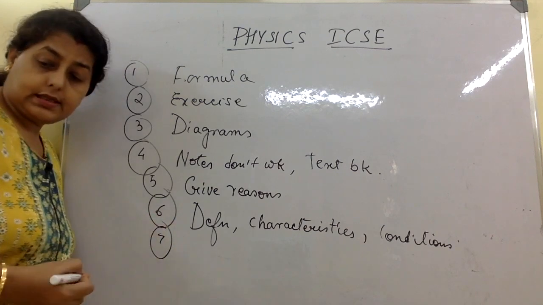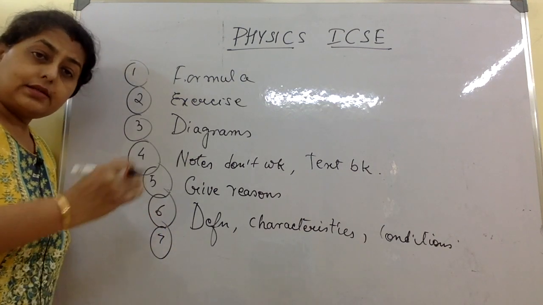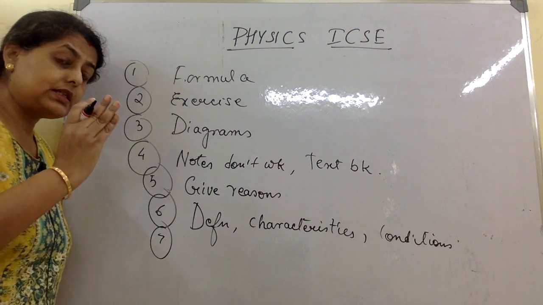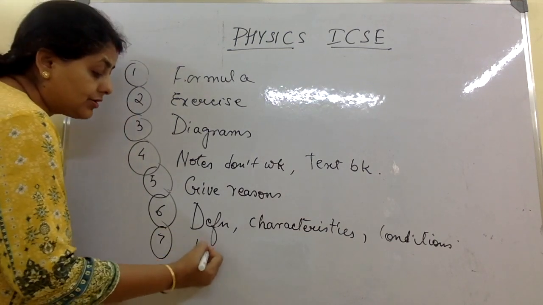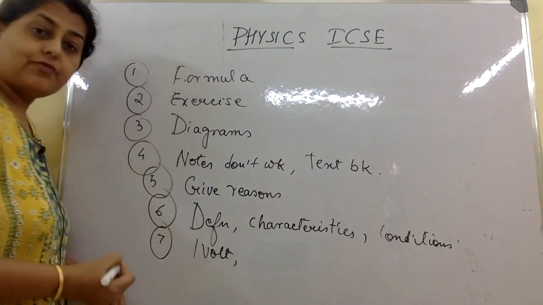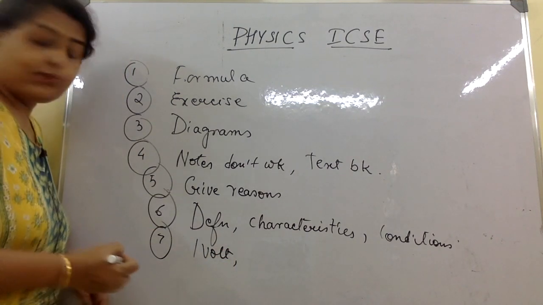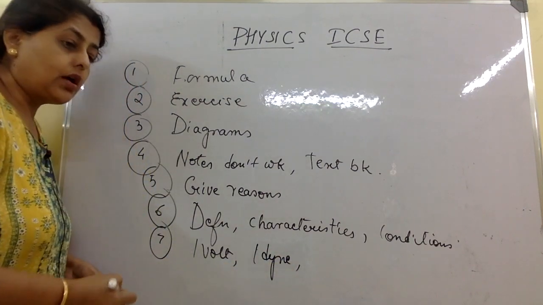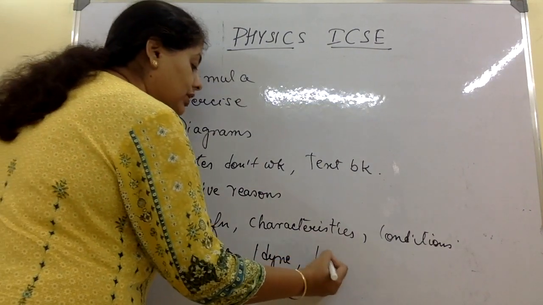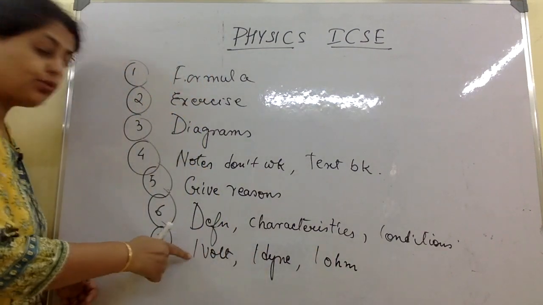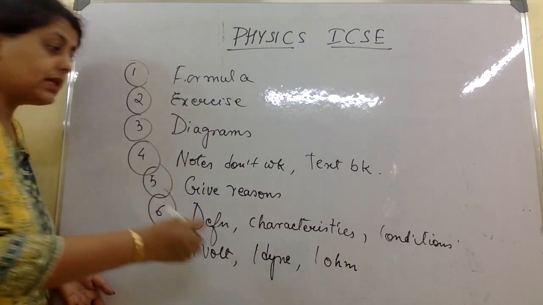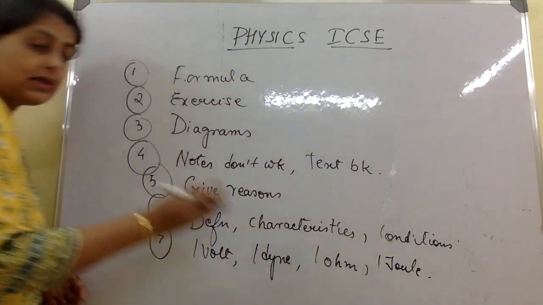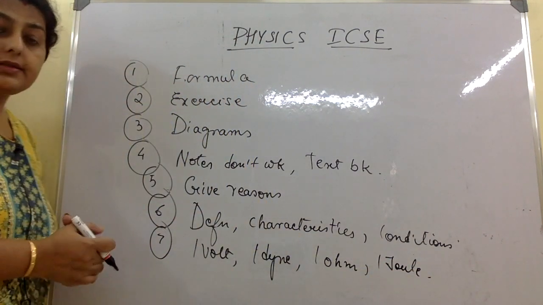Seventh one is a type of question asked in ICSE where they ask definitions. You have to get these prepared. Definition of 1 volt, definition of 1 ampere, or they'll ask you what is 1 ohm. So every unit is reduced to 1 and then asked. Then they'll ask you 1 joule. So these are always asked. So that is another thing.